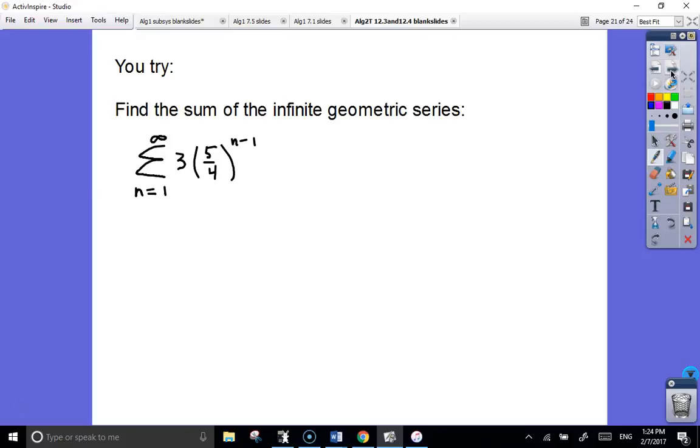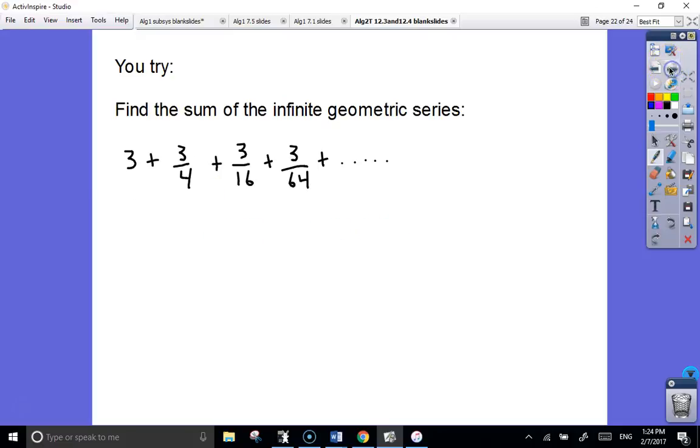So R is greater than 1. So you would just say no sum. No sum. The terms have got to be getting smaller. And I think I've got one more slide. Okay, one more, and that's the end.